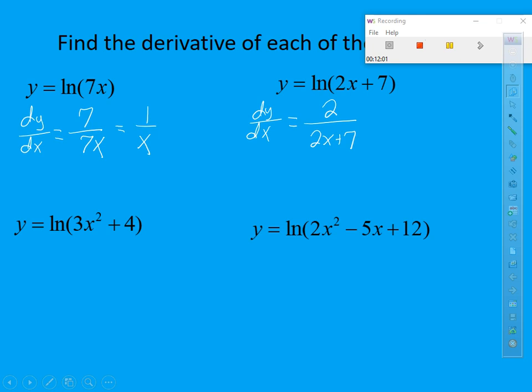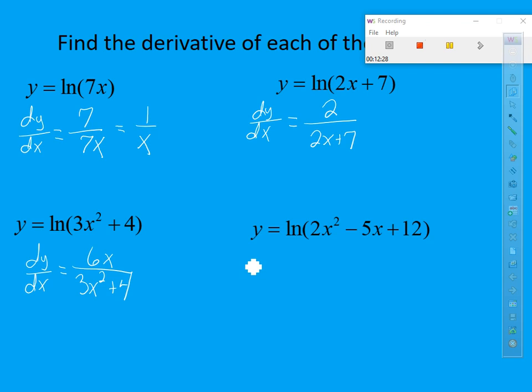Here goes my number 8. dy/dx is going to be the derivative of what you see over what you see. Look at each term and see if they have something in common, and in this case they don't, so you're done. You can't simplify that anymore.